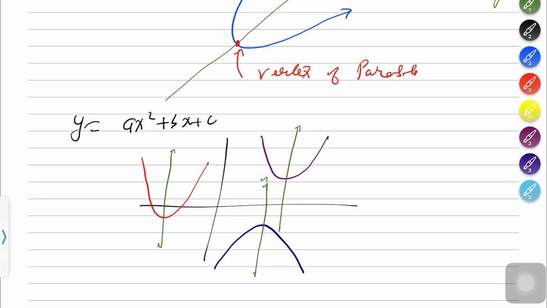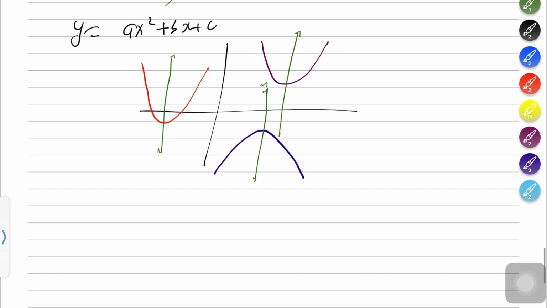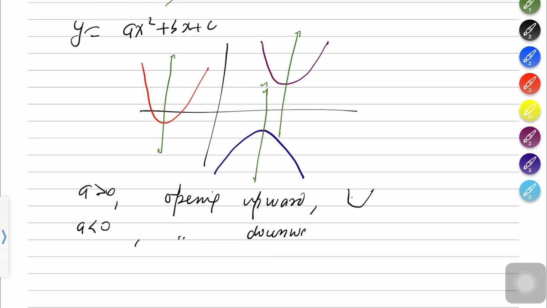So two things are there. In case of a parabola, either it is opening upward or opening downward. You should know that while plotting, if a is positive, then the parabola will be opening upward. Opening upward means like this. If a is negative, then the parabola is opening downward. That means it is like this.